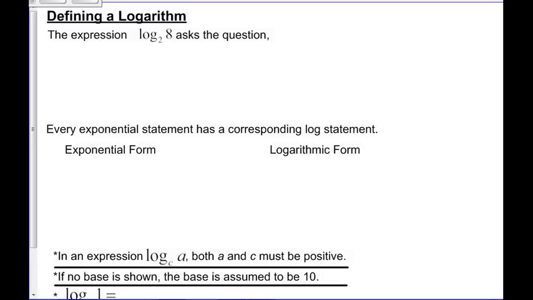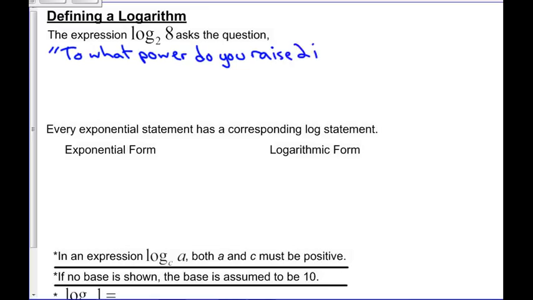Here's how I like to think of it. If I see log base 2 of 8, that's asking me a question. And here's the question it's asking. To what power do you raise 2 in order to make 8?